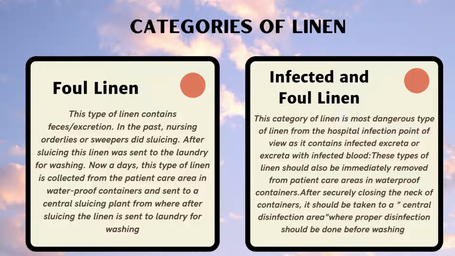Then comes the infected and foul linen. This category of linen is the most dangerous type of linen from the hospital infection point of view, as it contains infected excreta with infected blood. These types of linen should be immediately removed from the patient carriers in waterproof containers. After securely closing the neck of the containers, it should be taken to a central disinfection area where proper disinfection should be done before washing.